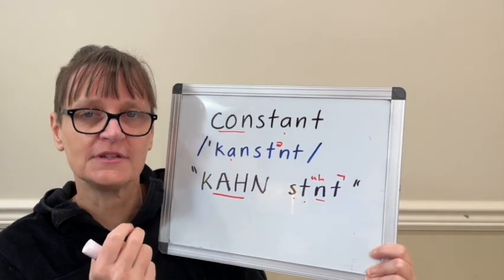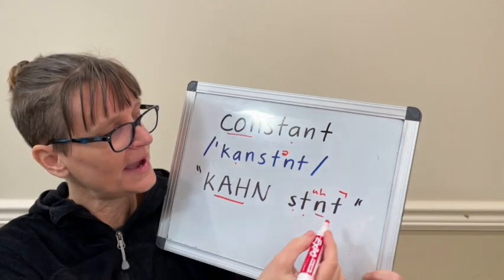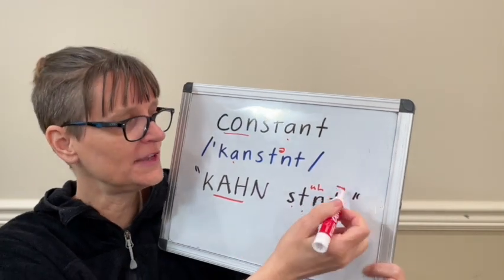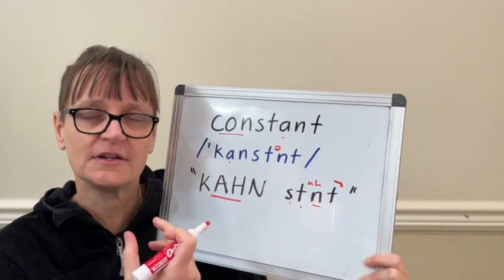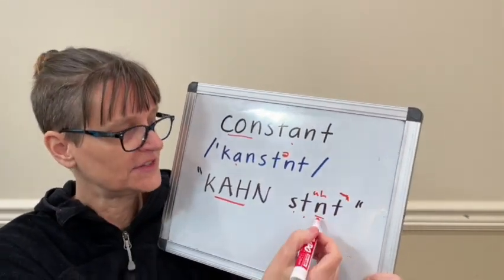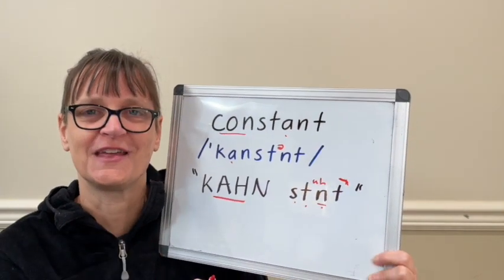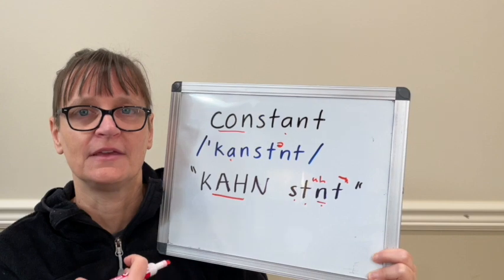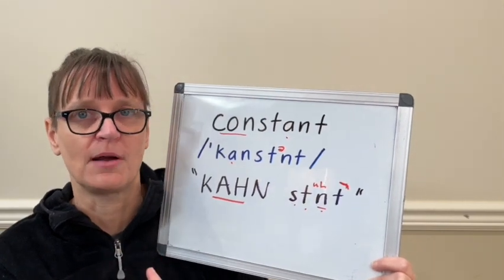So constant is constant. I might let that T out, constant, and then you can hear the little puff of air, or I might use an unreleased T, constant, where I just keep this N very short, and then that shows you that I'm making that T sound. So it was constant. The constant interruptions are a problem.